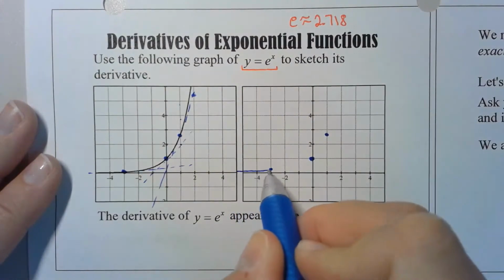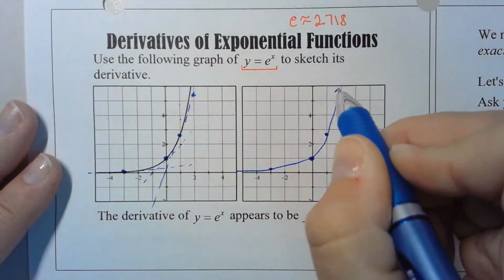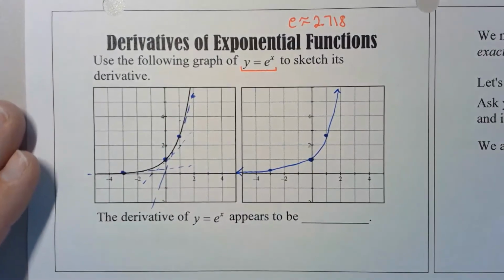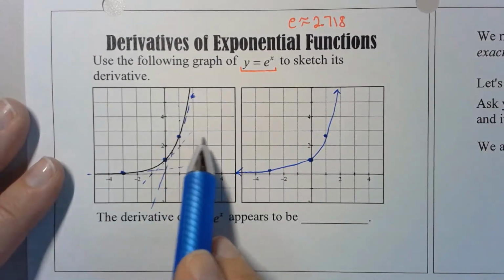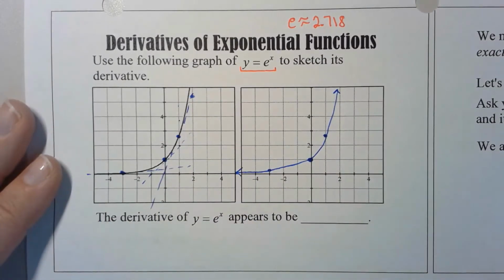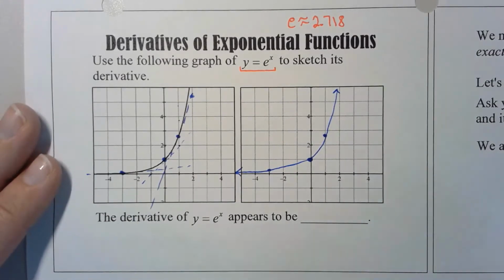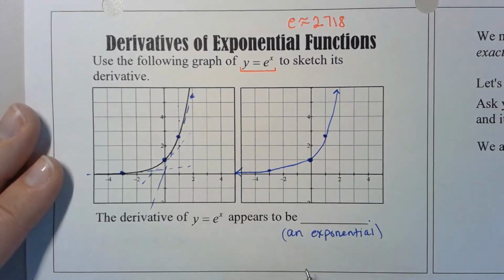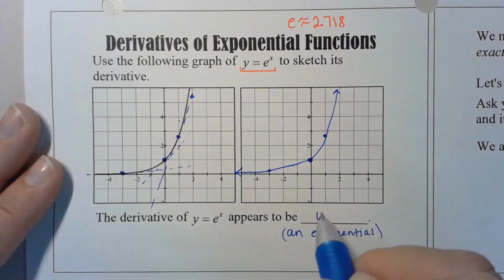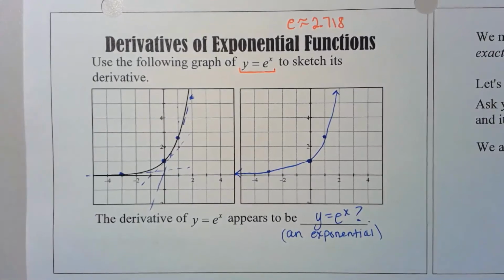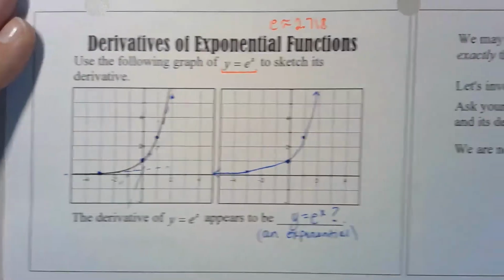Now we could certainly do more of these, but there's the graph, a sketch of its derivative, and honestly, it looks very close to the original graph. So it certainly looks like an exponential. So I'll write that down. It appears to be an exponential. Maybe the same graph? Maybe. That's a guess. Well, let's investigate that guess a little bit, right?